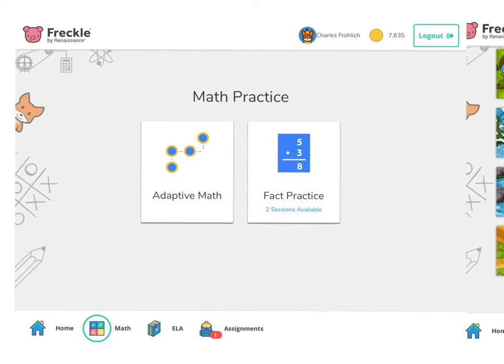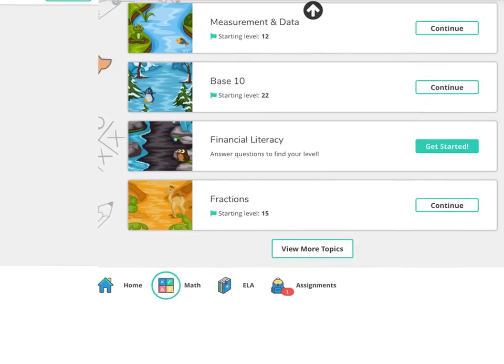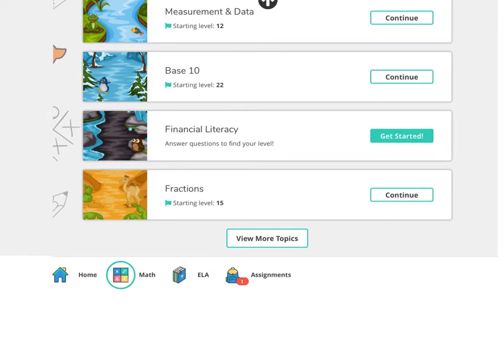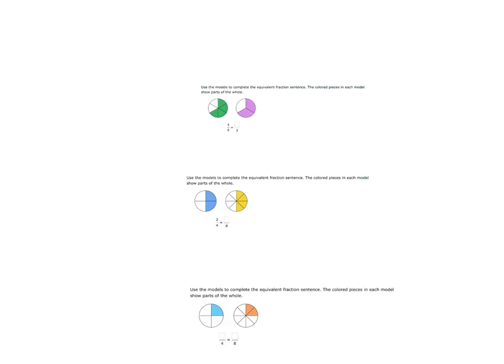Then you're going to go into Freckle, check out your adaptive math after you do your fact practice. So I'm using Charlie. Charlie's been really good about getting on here doing his work, so thank you, Charlie. He's in Florida enjoying the summer and the sunshine, but fact practice, you're going to do these and then go on to adaptive math. In adaptive math, I would like for you to, again, make it a fractions day today. Go into fractions and continue there.